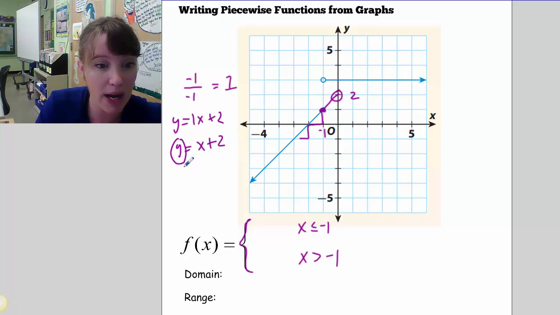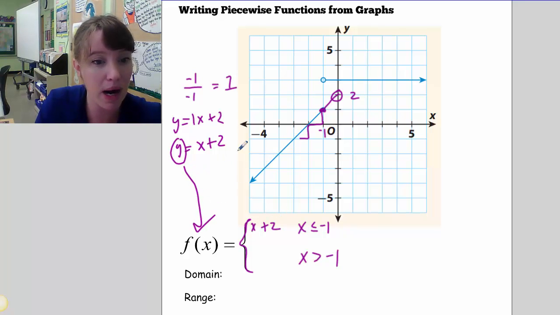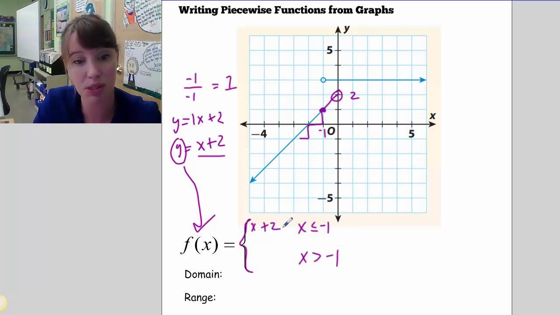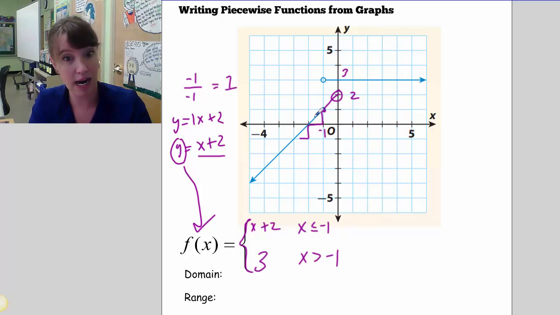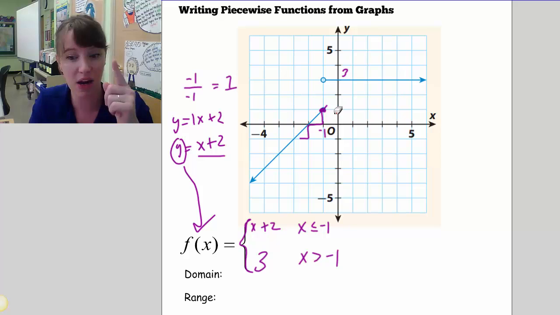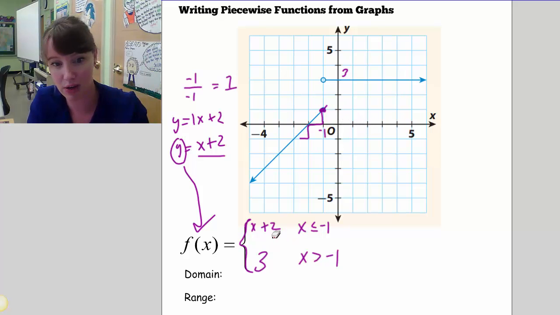Now, since my y is essentially my f of x, all I have to include is my expression on the right-hand side. So f of x is equal to x plus 2 when x is less than or equal to negative 1, and it's equal to a constant value of 3 when x is greater than negative 1. So essentially it's a diagonal line until the point of negative 1. I just extended the line so I could get the y-intercept. But the rule is essentially the same.